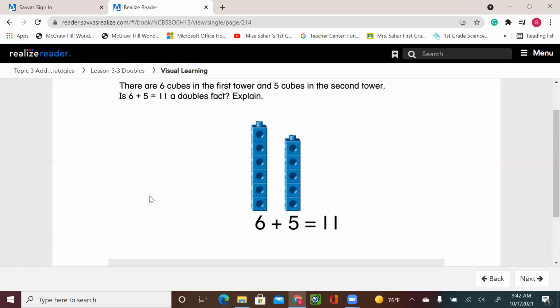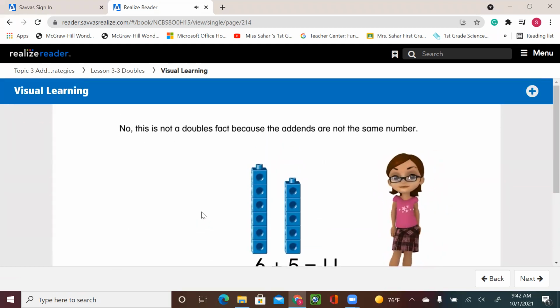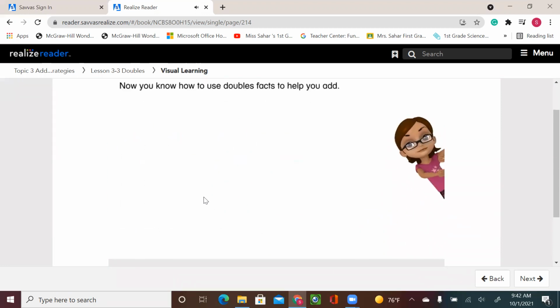Remember, we agreed that when I say a doubles fact, that means my 2 addends are the same, so the same number added twice. But as we look here, one tower, or one addend, is 6, and the second one is 5. So they're not repeated. They're not the same. So this is not a doubles fact. No, this is not a doubles fact because the addends are not the same number. Now you know how to use doubles facts to help you add.